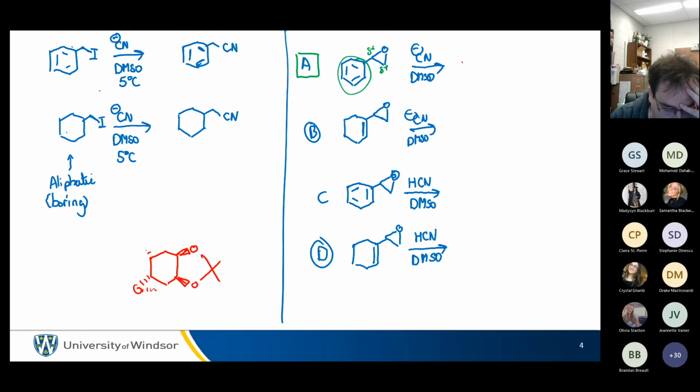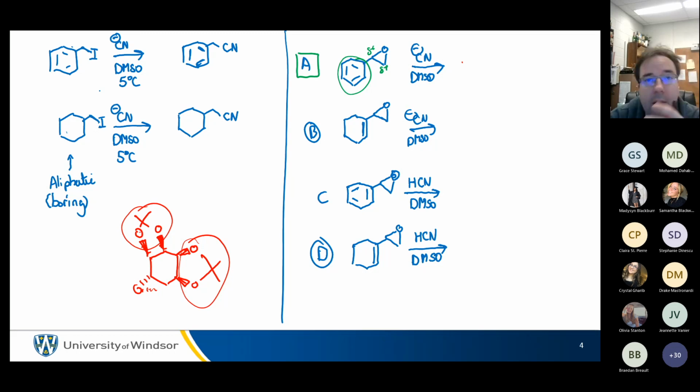Because it actually covers some of the things we've talked about in this course. Nope, that one's also up. So it's got two acetals. It has an epoxide, and it's got the 6-membered ring.